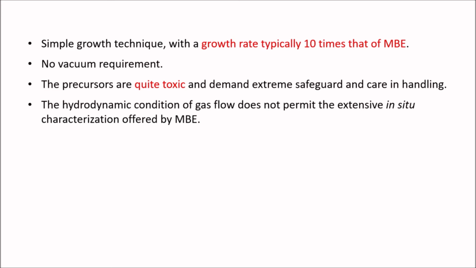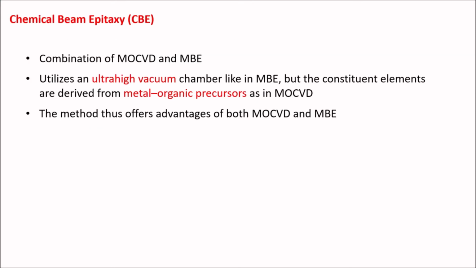However, one serious issue with this method is the use of extremely toxic precursors. It demands extreme safeguards and care in handling. As it is a non-vacuum technique, in situ characterization tools cannot be used to monitor the nanostructure growth. Chemical beam epitaxy is a combination of MOCVD and MBE. It utilizes an ultra-high vacuum chamber like in MBE, but the constituent elements are derived from metal organic precursors as in MOCVD. The method thus offers the advantages of both MOCVD and MBE.